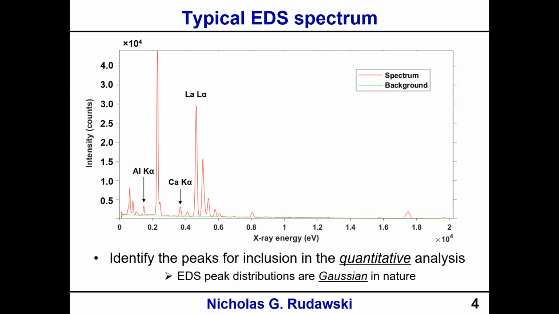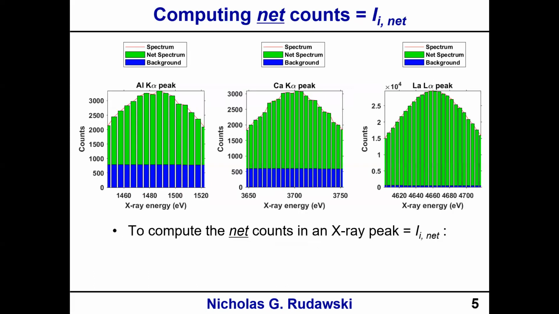quant. Okay, so I'm just going to use these as an example here for what we do in the next slide. Okay, so we have aluminum K alpha, calcium K alpha, and lanthanum L alpha here. Okay, so the first thing we have to do is compute the net counts for each of the peaks. Okay, so what we have here is basically close-ups of each of those three peaks.